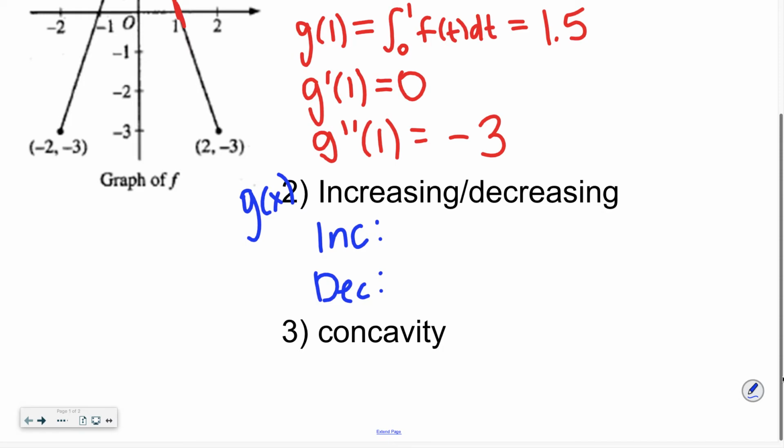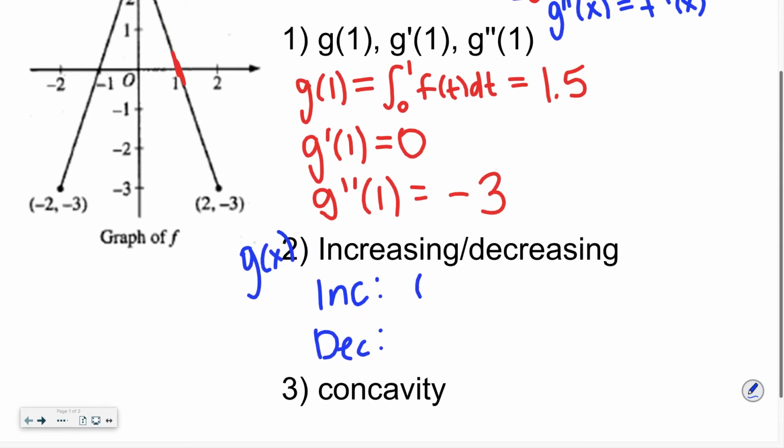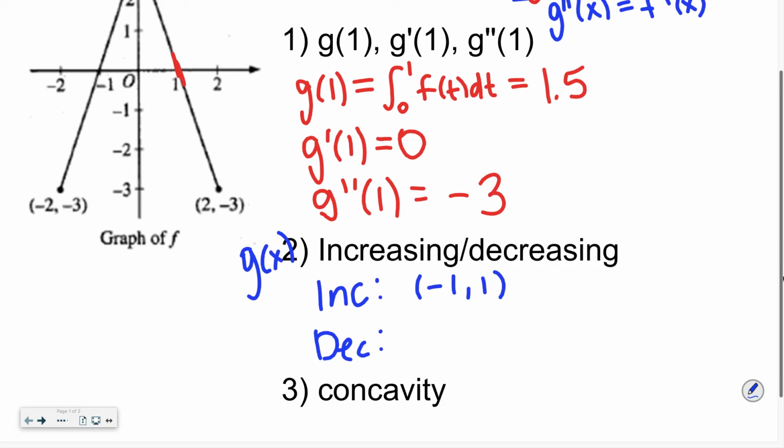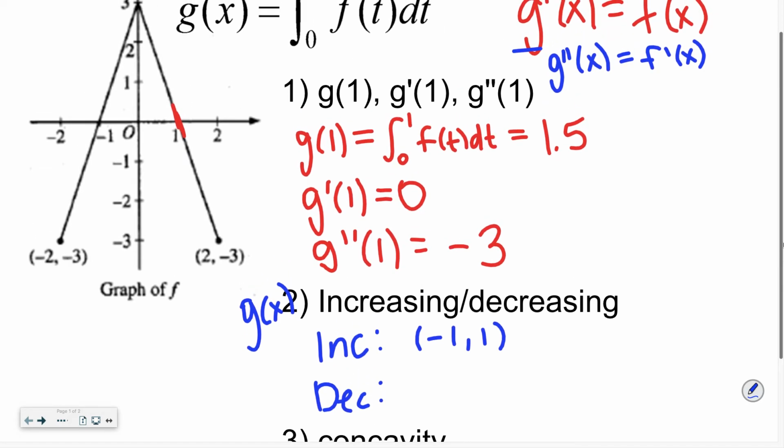Alright. Okay, Max, where are we increasing? We're increasing from -1 to 1, because that's where the values are positive. Okay, the derivative of G is positive from -1 to 1, so that is where we are increasing. Excellent. Julia, where are we decreasing? -2 to -1 and then 1 to 2, because this is where the derivative is negative, so our function is going to be decreasing.